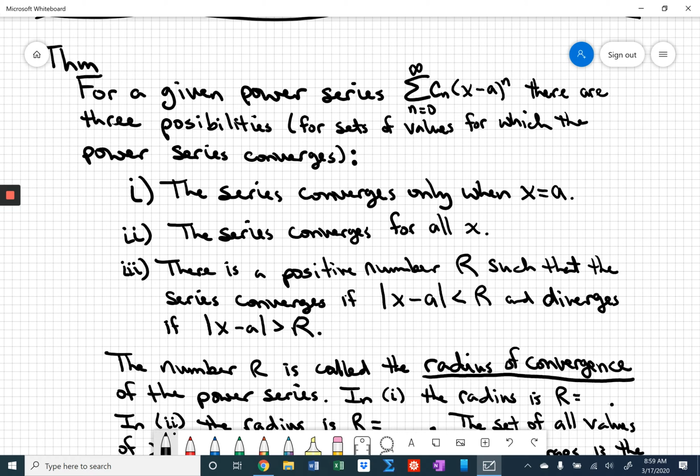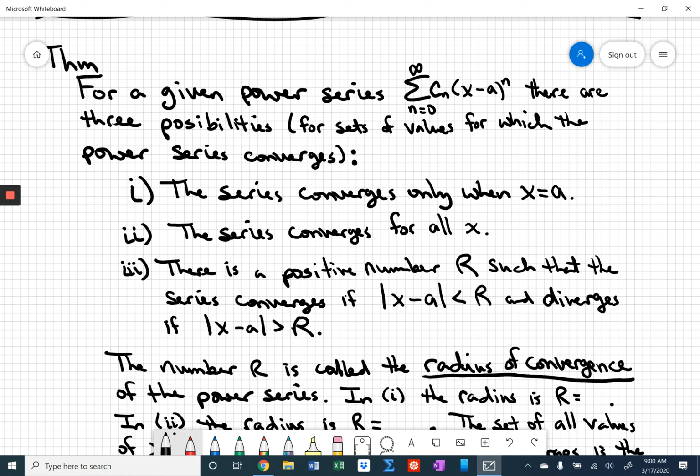Actually, all three of these together tell us that they'll always converge at a. Number 1 tells us that some will only converge at a. Number 2, the series will converge for all values of x, and a is included. So that means all real numbers, -infinity to infinity. Some series will do that. And the third possibility is that there is a positive number R, capital R, such that the series converges if the absolute value of the quantity x minus a is less than R, and diverges if the absolute value of x minus a is greater than R.